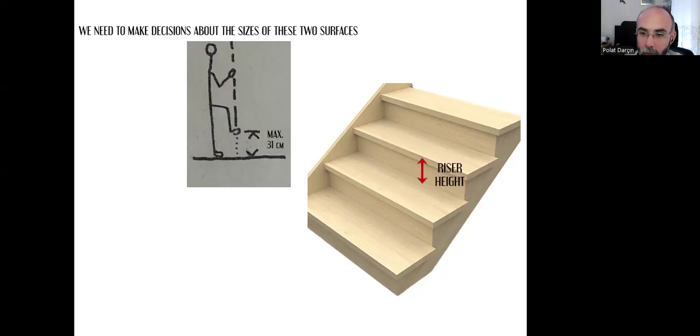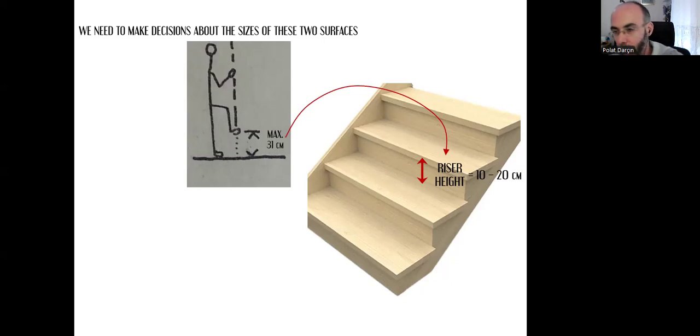Based on this maximum height of 31 centimeters, we can make decisions for the riser height in between 10 centimeters up to 20 or 21, either 22 centimeters, and that will depend on the user. If we are designing a staircase for children, then we need to go smaller, obviously, because of their height and ability to raise their leg. If we are designing for people who have walking disabilities, walking problems, again we need to prefer a shorter riser height.